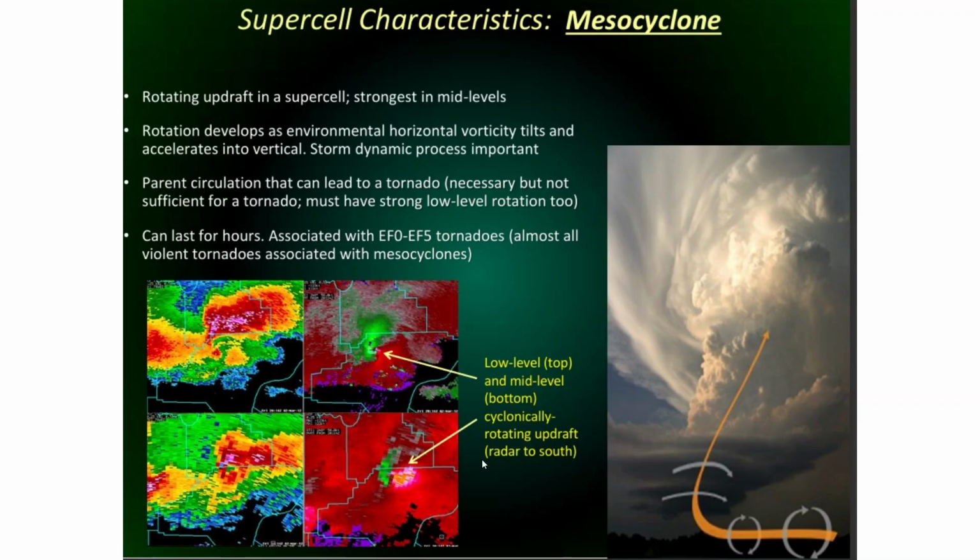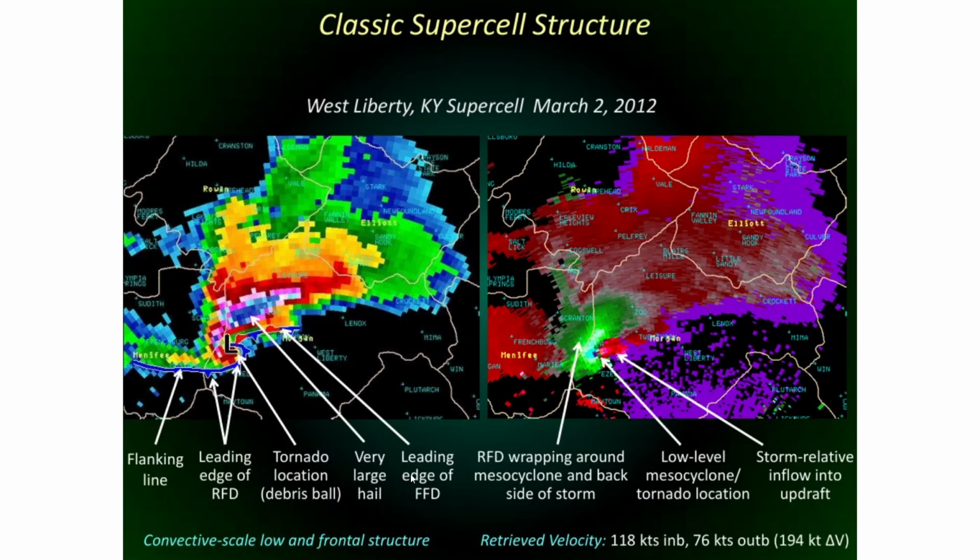cyclonically rotating updrafts. So the radar is to the south. Here's the classic supercellular structure. So here you got that flanking line, which is a line of convection, as some people call it. You got the leading edge of this RFD here, and you got the tornado location, which is in between the RFD and the inflow. You can see that there's very large hail in here, up to 5 inches possibly. Oh yeah, and you got the leading edge of the forward flank downdraft. By the way, this is the West Liberty, Kentucky supercell on March 2nd, 2012.